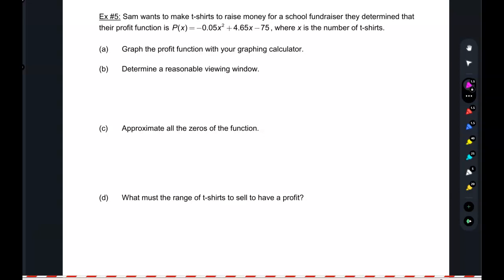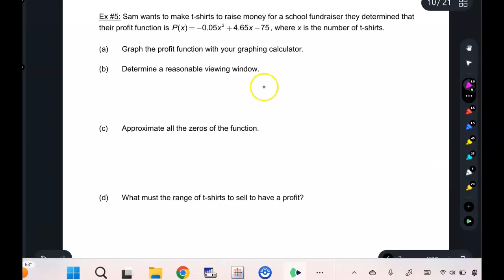Calculators. Do we have them? Anybody charging theirs over here? Mine's at home. But I remember how to do it.